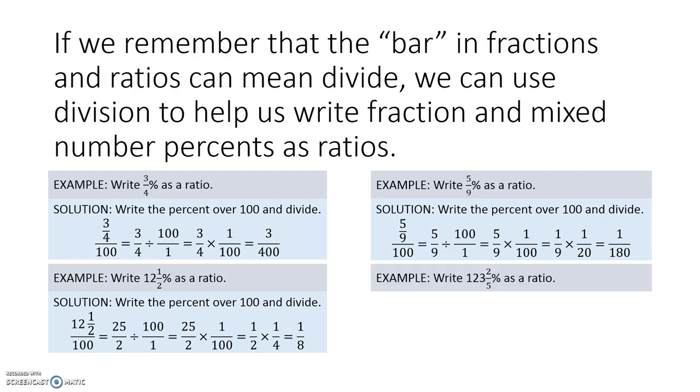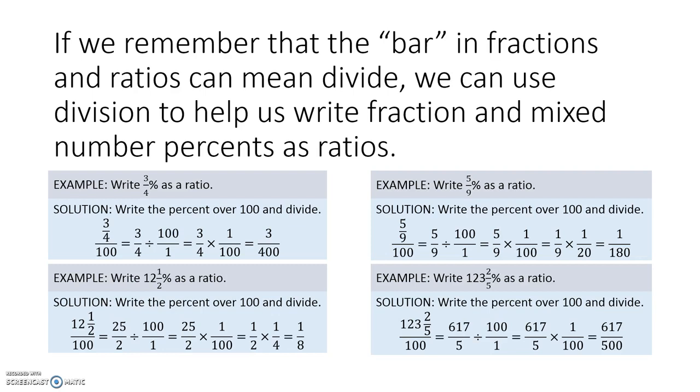Let's do our last example. Write 123 2/5% as a ratio. Same thing. Write the 123 2/5 over 100. But again, 123 2/5 is a mixed number, so change it to an improper fraction, which is 617 over 5, and divide that by 100 over 1. Well, division means apply KFC, so we have 617 over 5 times 1 over 100. We have no common factors to cross cancel, so we just multiply and we get 617 to 500 as the ratio for 123 2/5%.